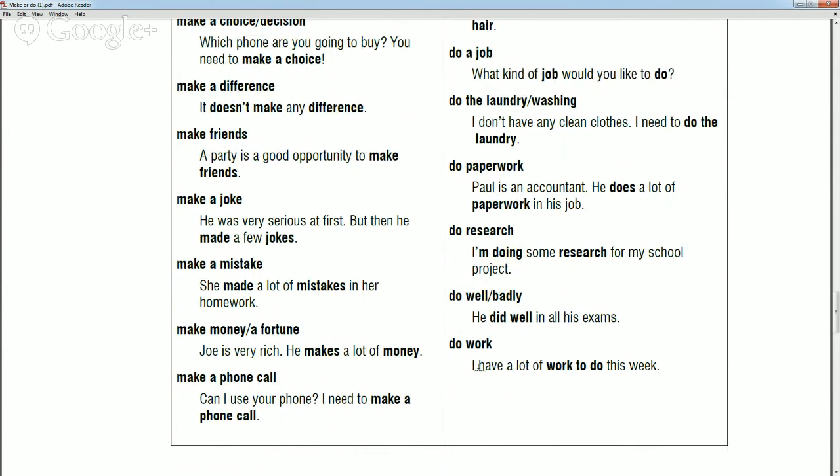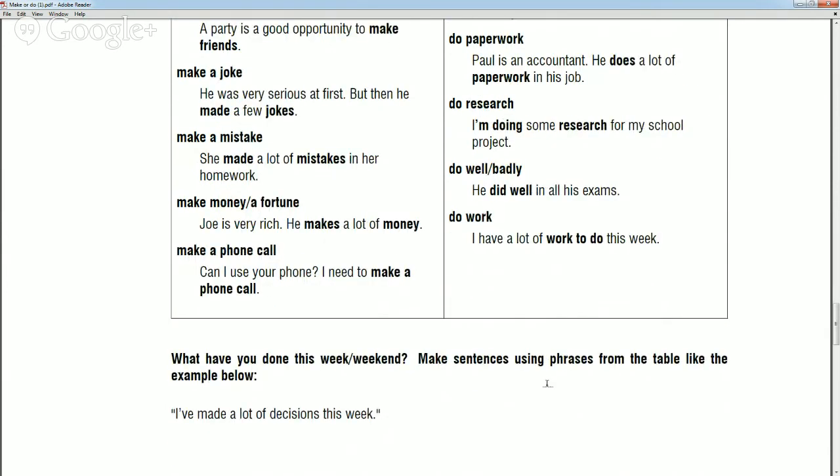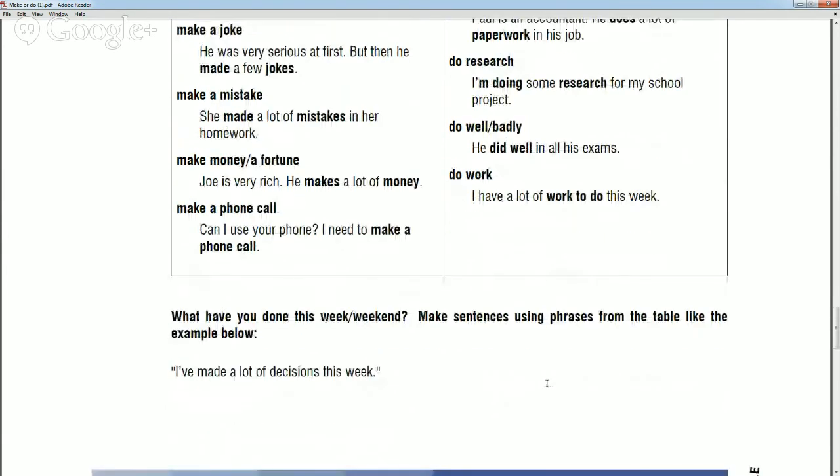Okay, do work, Perla. I have a lot of work to do this week. Me too. I always have a lot of work to do, and I have some to-do lists that are 8 months old. So what have you done this week or weekend?